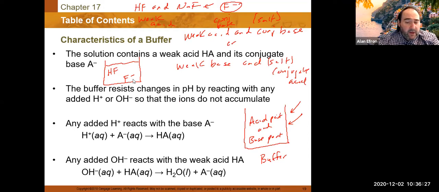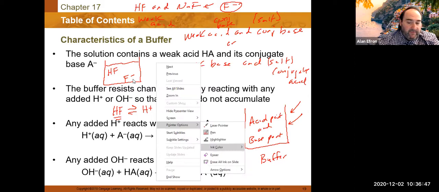And that's because HF is a weak acid. It's a weak electrolyte, which means when it goes for a swim, it's going to break apart into ions, which is able to produce some F minus and also allow some HF to be in that solution at the same time. And that's critical because of what happens when we add additional acid or base to a buffer.